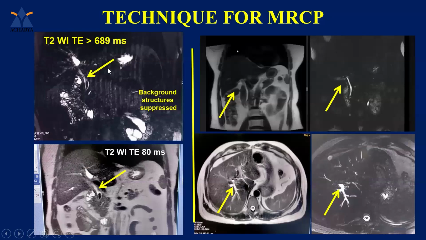You can see here we applied 700 milliseconds, but only fluid appears. So you can see the stomach fluid, the gallbladder, the duodenum and the kidney cyst. Everything appears very bright in this image, but at 80 milliseconds we can see the background structures while the fluid is a little bit suppressed. This is the technique for MRCP.